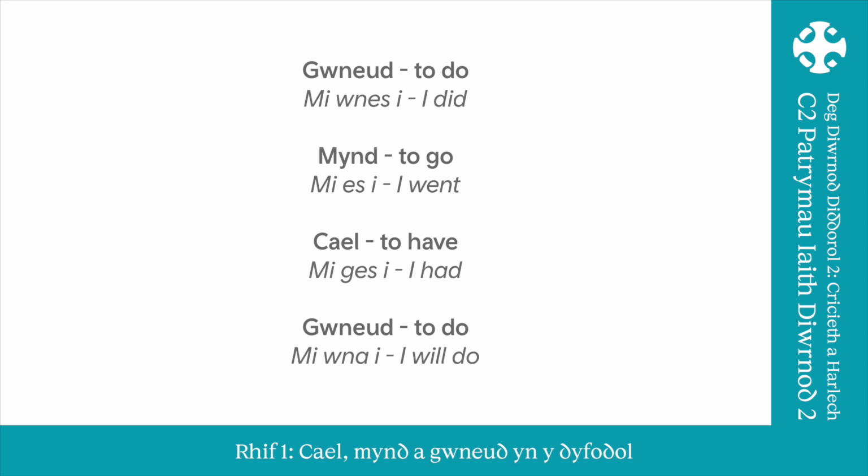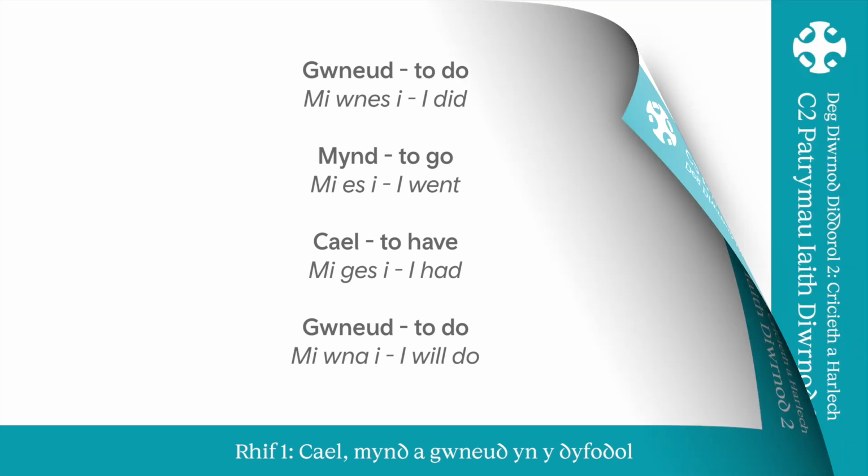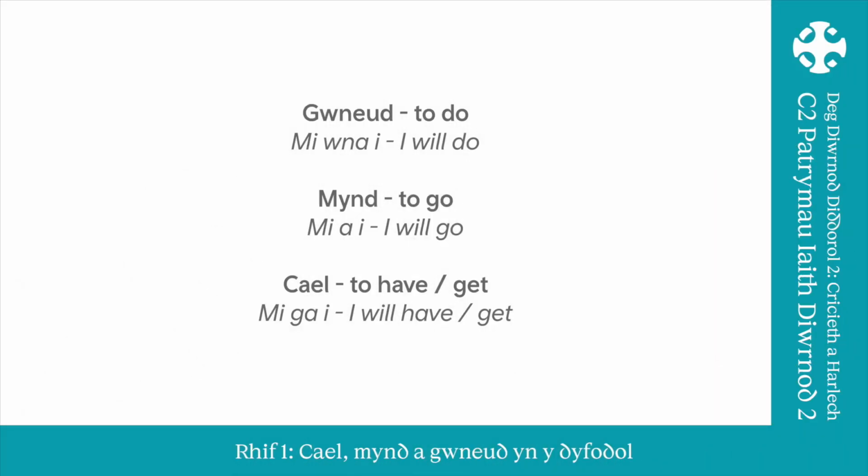Cael, to have, in the past tense: mi ges, I had. They also have a future tense form. For example, gwneud, to do, in the future tense: mi wna, I will do. Here is the full pattern.